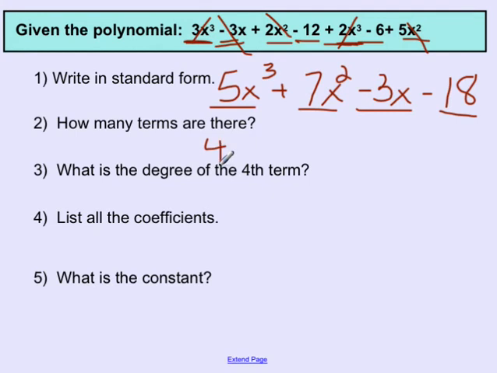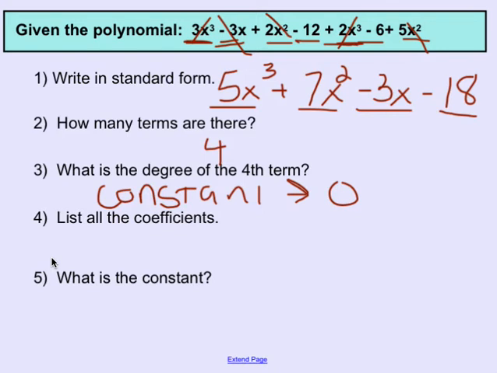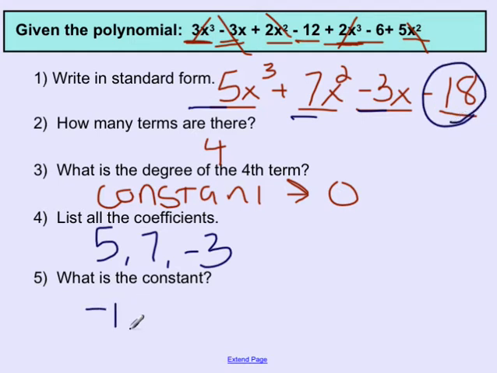The degree of the fourth term, again, it's a constant, and so the degree of a constant is going to be 0. Okay, so that's a 0 degree. Then list all the coefficients. So we have 5, 7, and negative 3. Remember, when you list coefficients, you just write the number, you do not write the x's. And also, constants are not coefficients. Last but not least, what is the constant? The constant is the number being added on at the end. So the constant is negative 18.